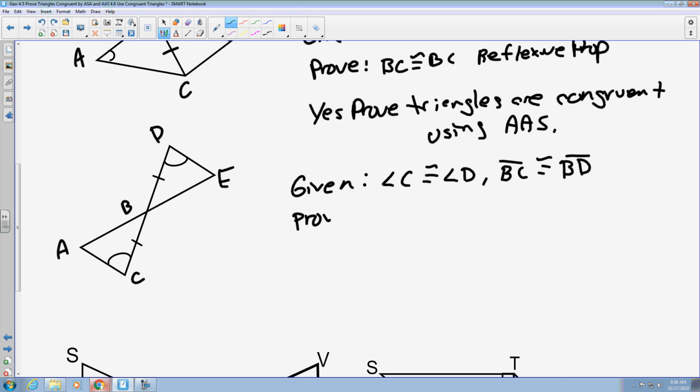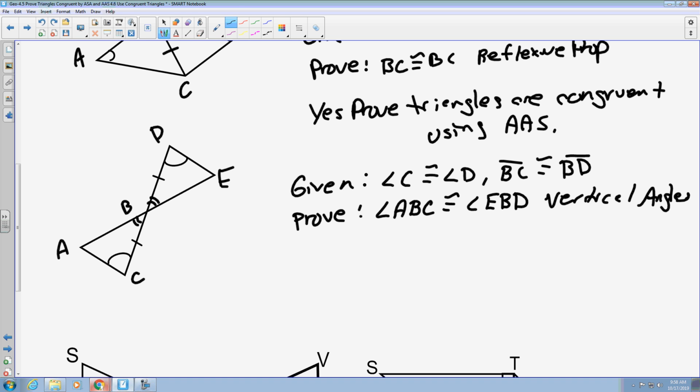We can prove, I know that this angle here is congruent to this angle here because of vertical angles. So I can say that angle ABC is congruent to angle EBD, vertical angles.